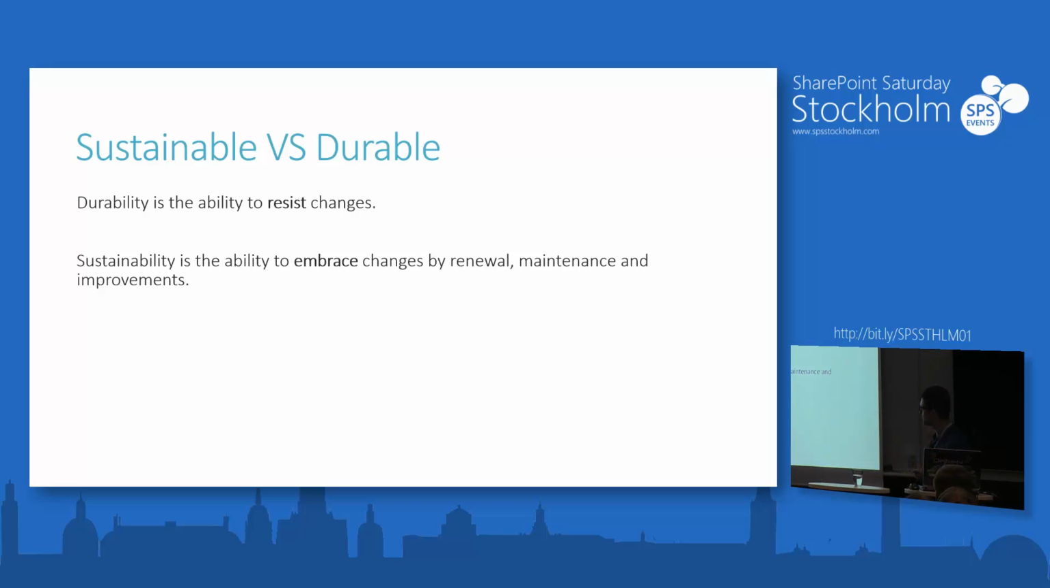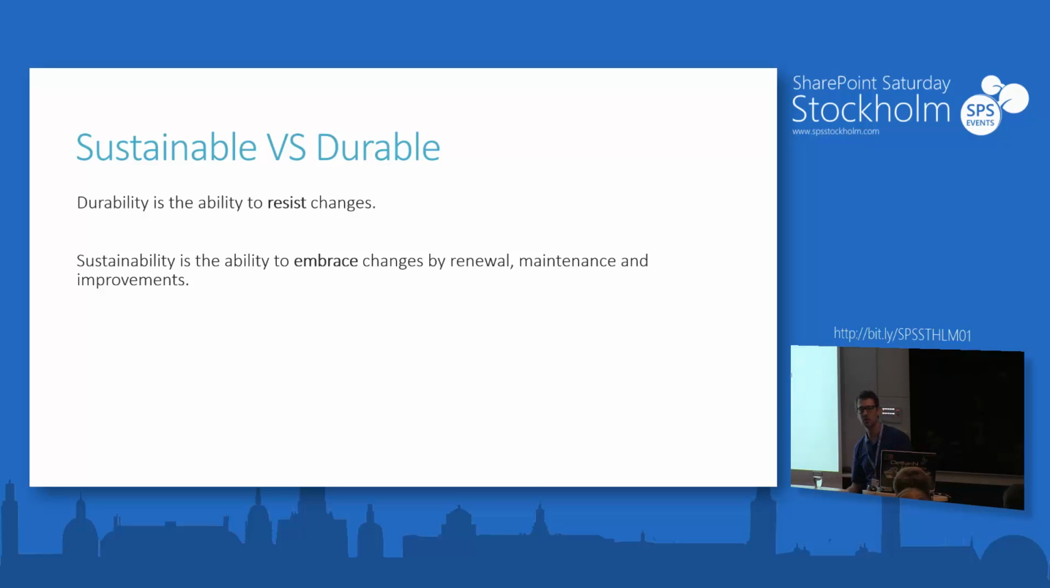On the definition of terms, this is my opinion, part Wikipedia I guess, it's been up in my slide deck quite a few months. So this is my opinion. Durability is the ability to resist changes. So it means your solution doesn't degrade too much over time. Sustainability, on the other hand, is the ability to embrace changes by renewal, maintenance, and improvements.